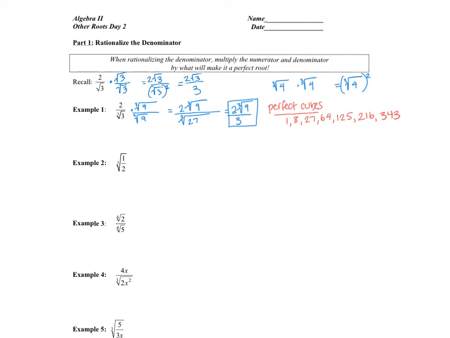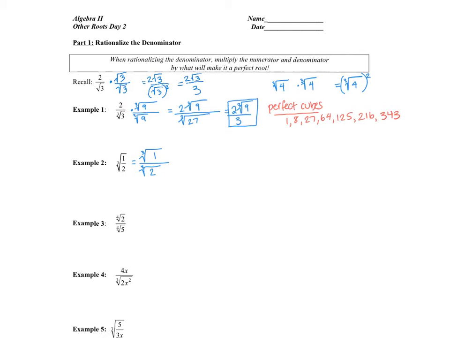Let's look at example 2. So we have the cube root of 1/2. So if we remember, we can take anything that's underneath a radical as a fraction and split it up into the numerator and the denominator separately underneath the radical. So we have the cube root of 1 over the cube root of 2.